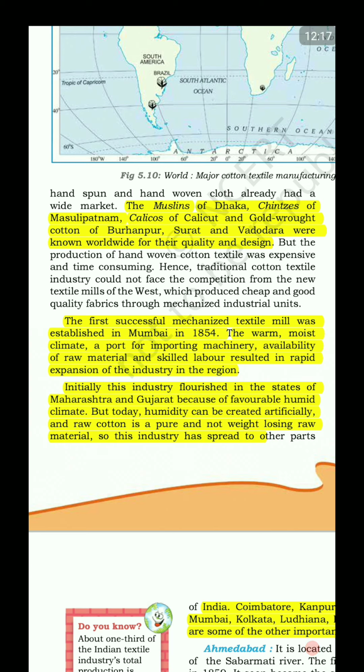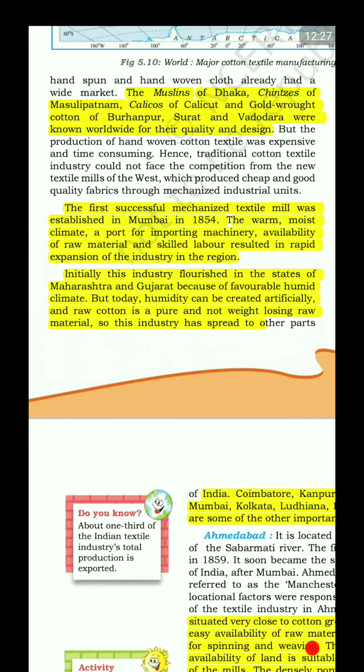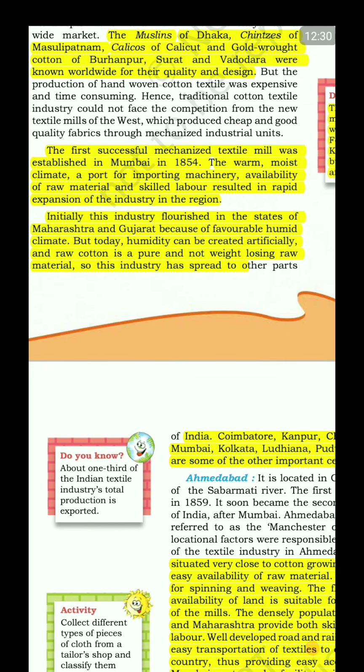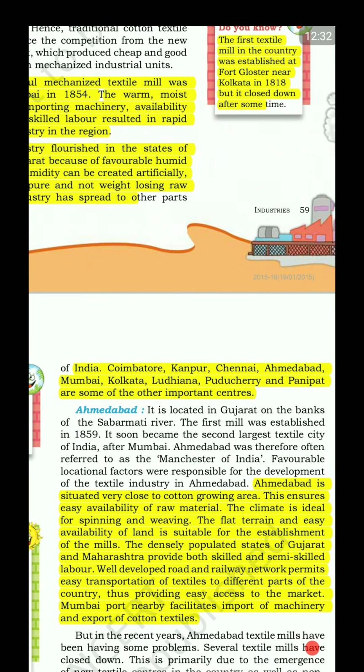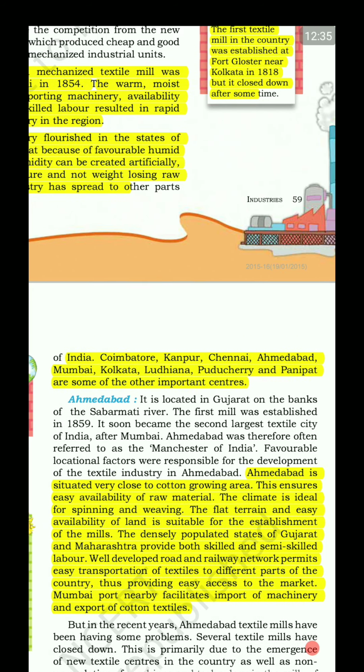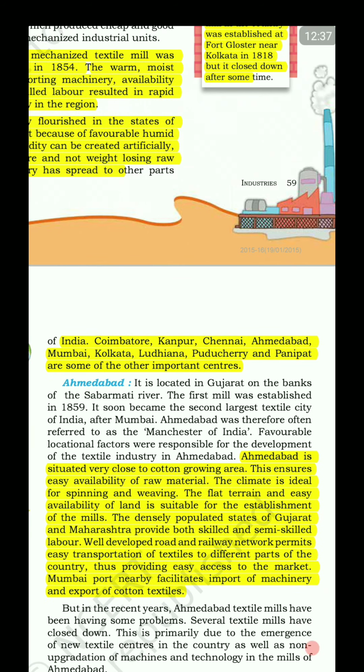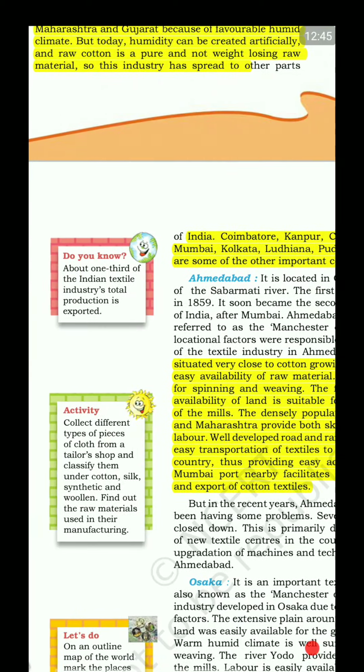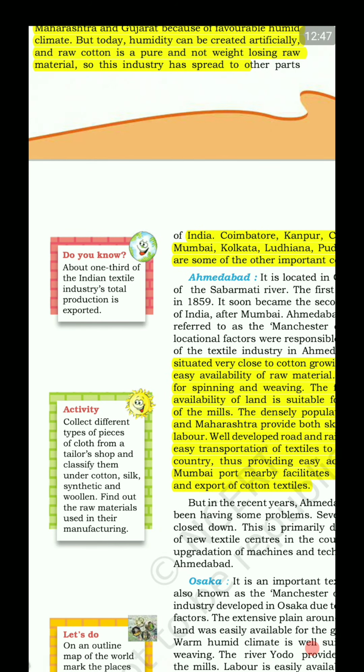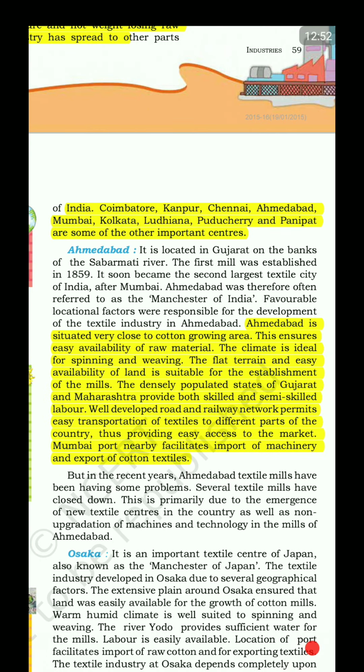If it is a weight losing raw material, for example sugarcane, then industries are located near that material, right? So this industry has spread to other parts of India: Coimbatore, Kanpur, Chennai, Ahmedabad, Mumbai, Kolkata, Ludhiana in Punjab, Puducherry, Panipat in Haryana, and some other important centers. Okay, so this was very important. The weight losing property of the raw material determines the location of industry.